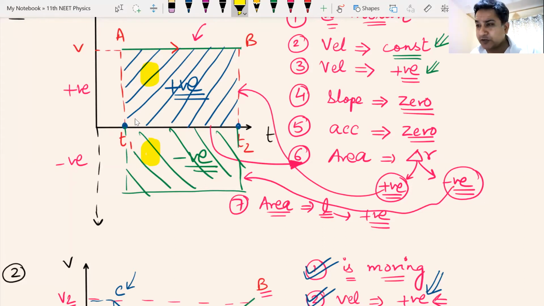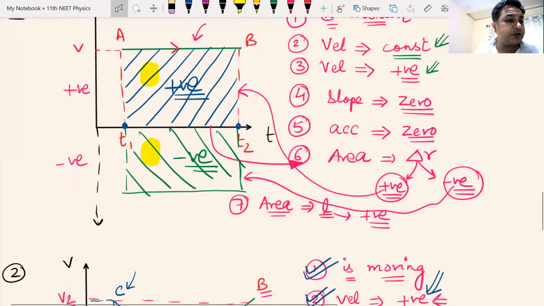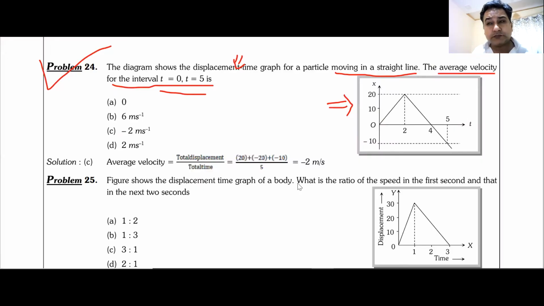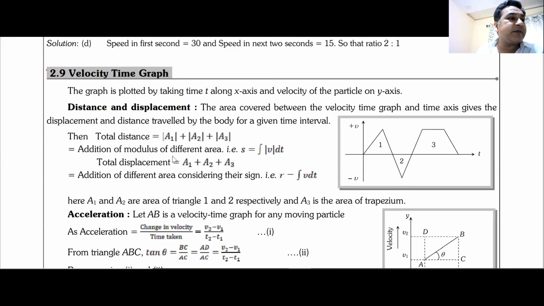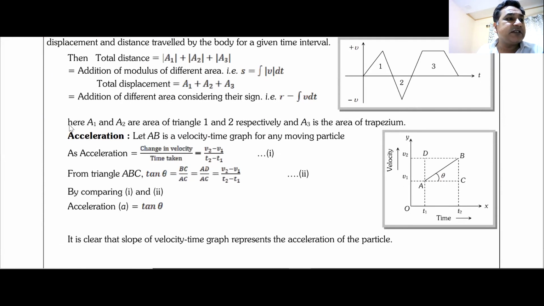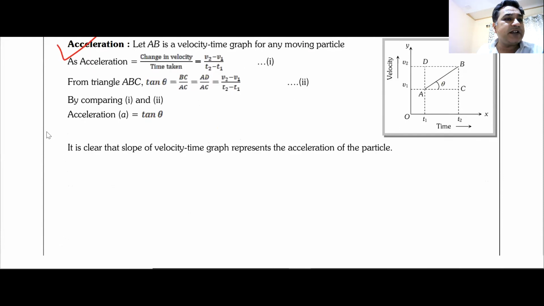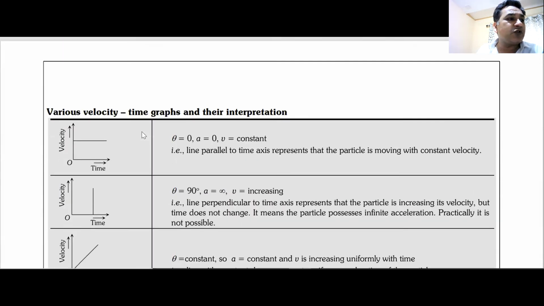If you have any doubts, please come up. I would ask you to solve some questions from your notes. I will be showing you your notes. If you can solve the problems given in your notes, I would be very happy. We have done problem number 24. You can try problem number 25. Then we have the velocity time graph. Whatever we have discussed has been given in great detail. You can make your notes from this.